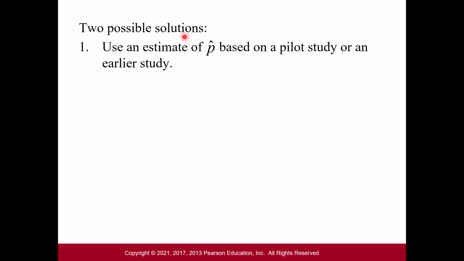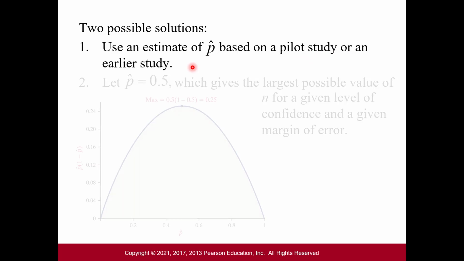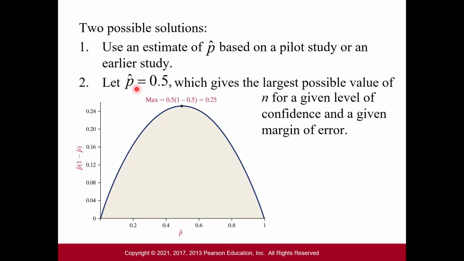So two possible solutions for this. One, use an estimate of p hat based on a pilot study or an earlier study. Or two, let p hat equal 0.5, which gives the largest possible value of n for a given level of confidence and a given margin of error. So by default, we can either use something from the past that's been done in terms of that same type of study, or we use p hat equal to 0.5.